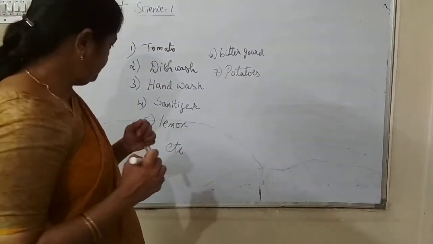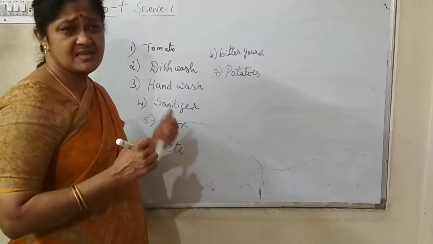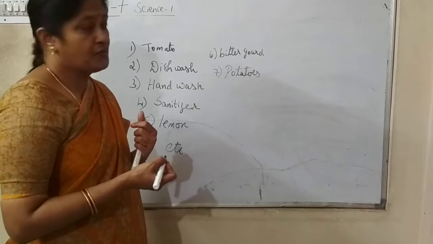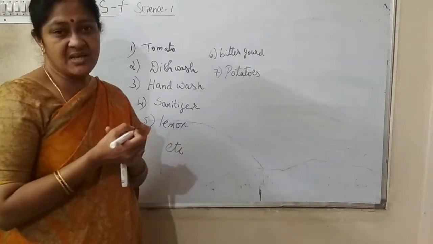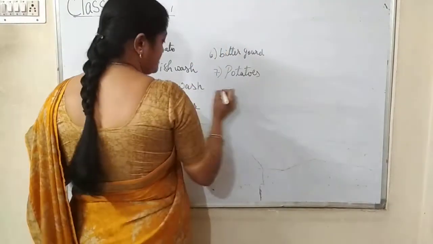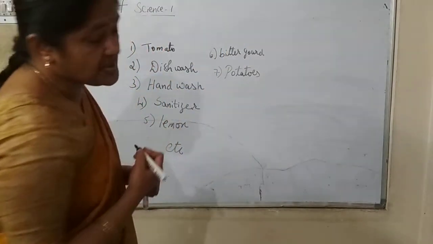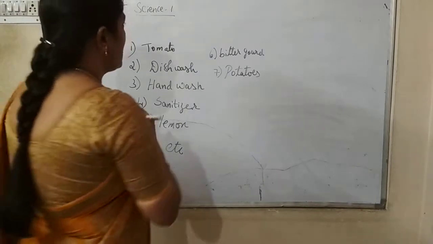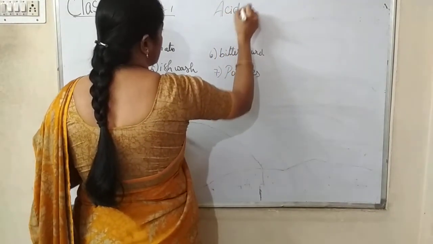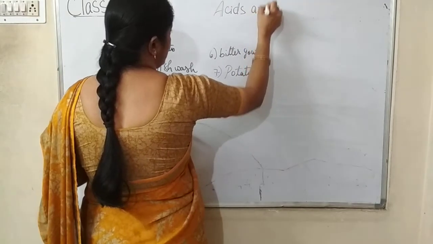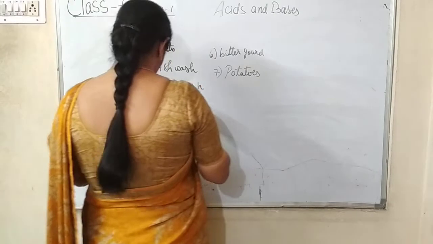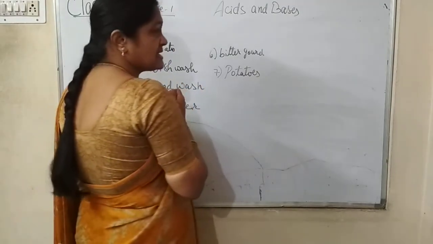So these substances give us different tastes. In terms of science, you can classify them as acids and bases. And the present topic of ours is acids and bases. Now what is an acid and what is a base?